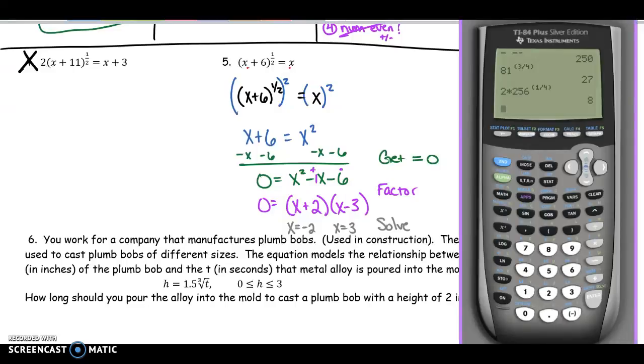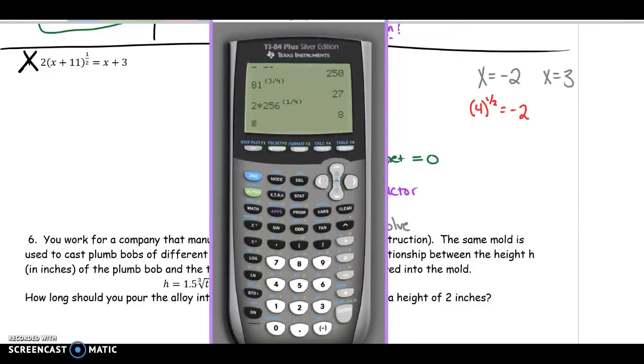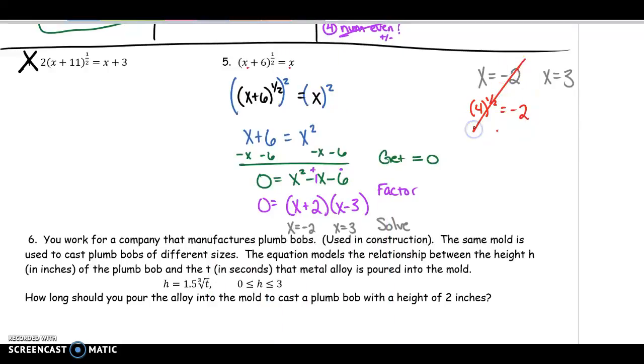Or, this is where your calculators are really, really nice. Check this. 4 raised to the 1/2. Your calculator says it should be +2. So, is -2 one of our solutions? No, it is extraneous. Okay, the question came up, where did you get this 4 to the 1/2 equals -2? What just happened?